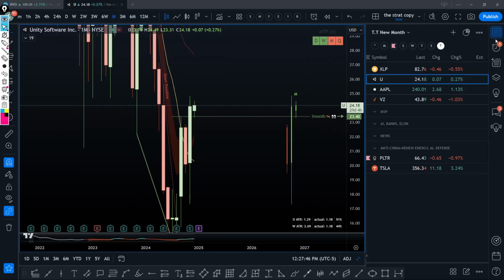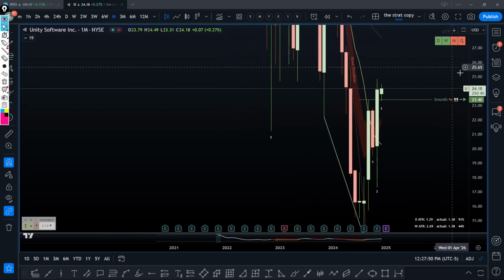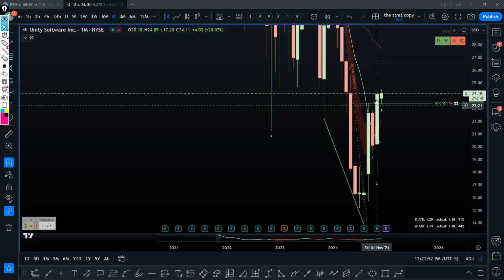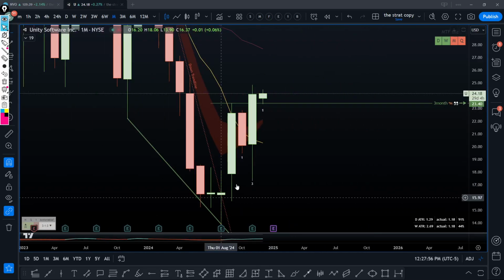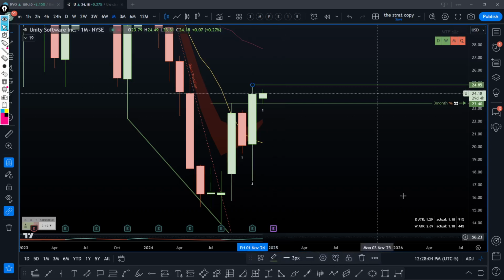So if we go to the month, we can see on Unity we currently have an inside month from the most recent month that we're in, but this three candle here, we just started that month. And so what we're looking for is for it to go two up. That would be triggering above 2485.